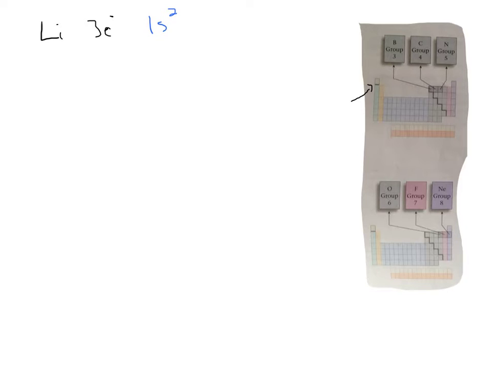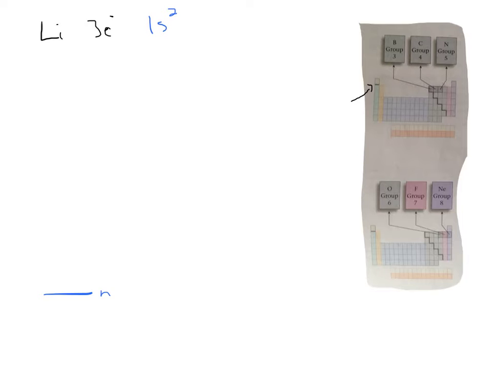1s2. We already saw that the first 2 electrons, because of helium, will go into the first energy level, S sublevel 2. Now, we have 1 extra electron in lithium. It has 3. Where will the 3rd electron go?